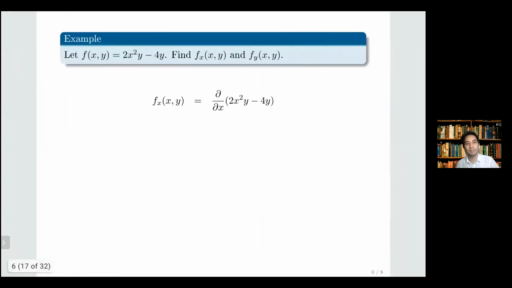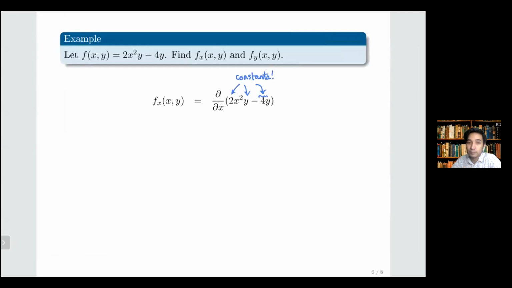So for f sub x, we want to get, I'm using our notation here. Again, our notation for partial is not d, but a rounded d. So we take the partial derivative with respect to x of 2x squared y minus 4y. Now we said in the remark, we have to treat every y as a constant. So what are our constants here? 2 is a constant, y is a constant, and negative 4y, all of those are constants.